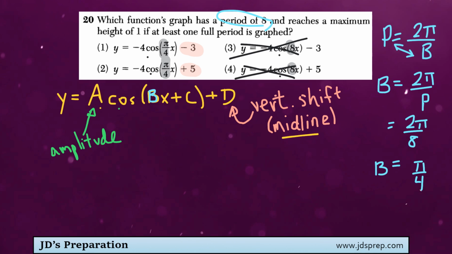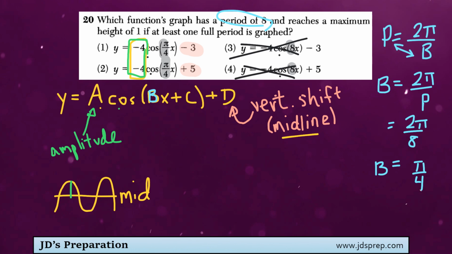And a at the front here, which we know to have a value of -4, represents the amplitude of the graph. Now, another way to think of the amplitude is that it's the distance from the midline to the top, or the distance from the midline to the bottom. So if this is our midline, our graph would look something like this. Then our amplitude would be the distance from there to there. Now, we're going to use the knowledge that we know the amplitude has a value of -4 to help us.